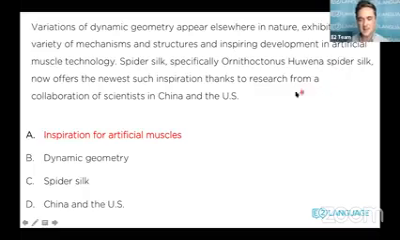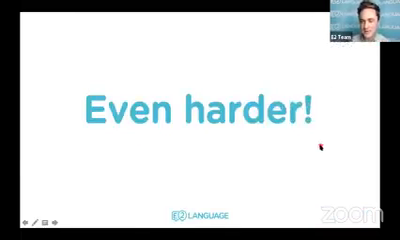Let's read the first sentence and see why. It says here, variations of dynamic geometry appear elsewhere in nature, exhibiting a variety of mechanisms and structures and inspiring development in artificial muscle technology. So this dynamic geometry is the inspiration for artificial muscles. It's not about dynamic geometry. It mentions that, but what's the real meaning of the paragraph? It's talking about dynamic geometry in relation to being the inspiration for artificial muscles. So the answer there is A, be careful. I'm going to keep tricking you. Let's make it even harder now.